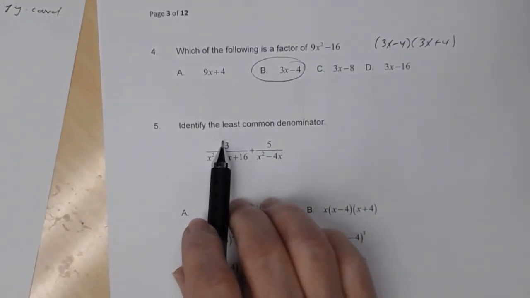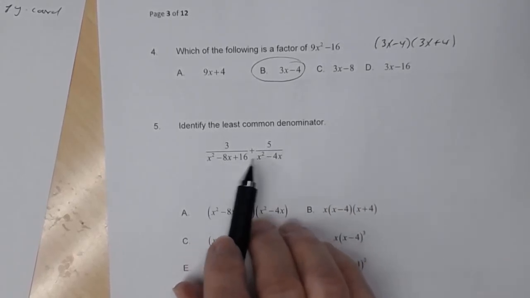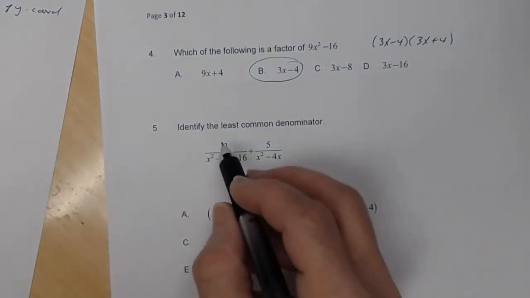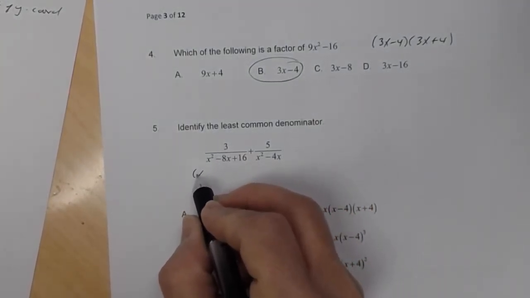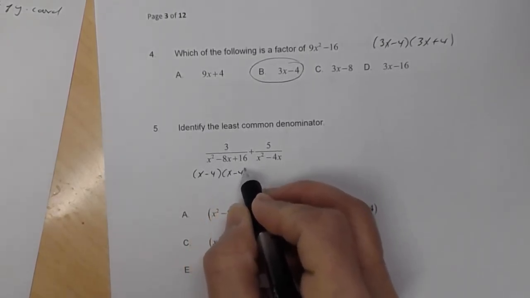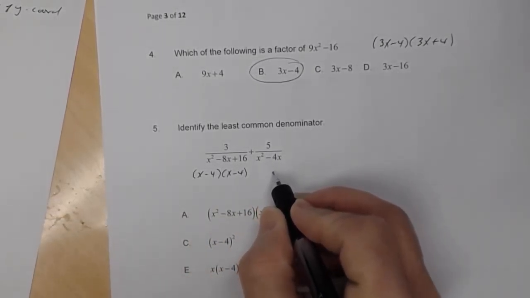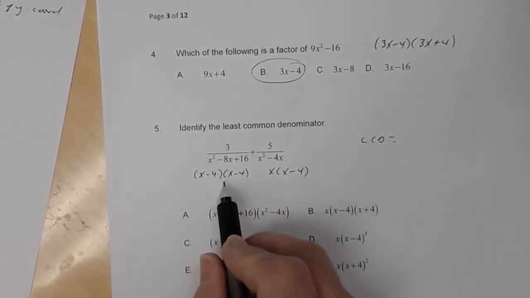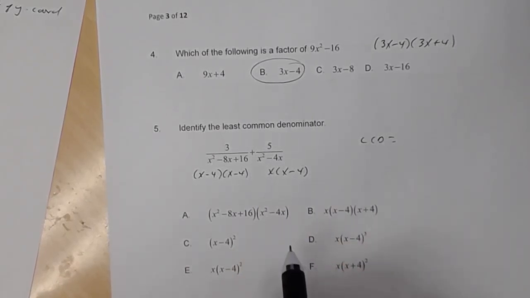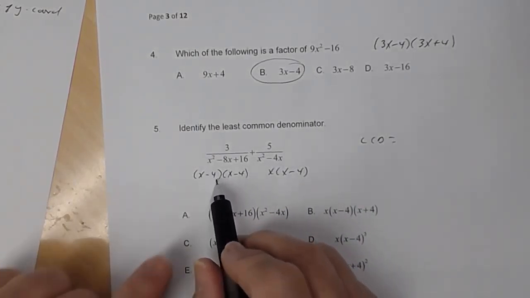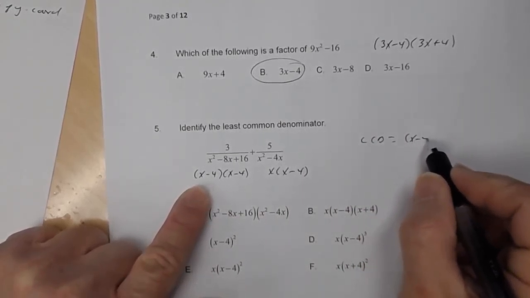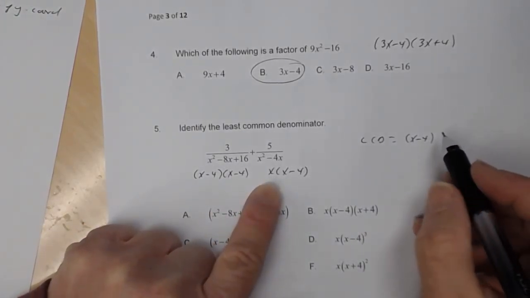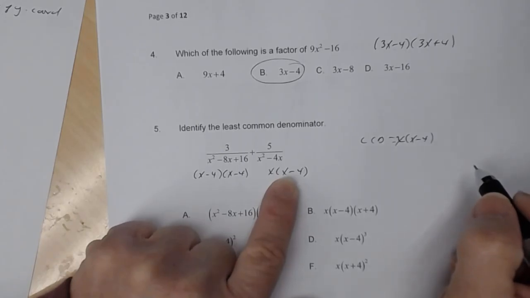All right, number 5, identify the least common denominator. Well, first of all, what you had to do to identify the least common denominator was you had to factor the denominators. So when I factor the first one, I'm going to get x minus 4 times x minus 4. And over here, I can factor out an x, so that's x times x minus 4. Now remember, when you find your LCD, every factor listed has to be in the LCD. So notice I have the factor x minus 4, so I'm going to have to list it. I have x minus 4, I already have it listed. Then I have the factor x, so I have to list that, so it'll be x times x minus 4, and I already have x minus 4 listed.